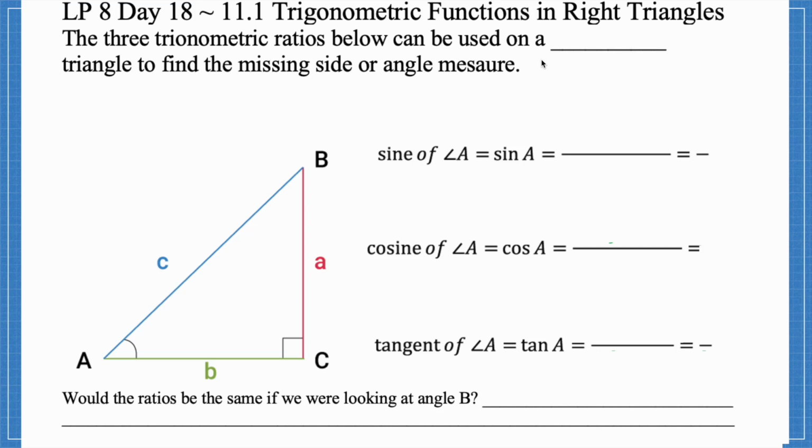So we're going to start on trigonometric functions today. There are 3 trigonometric ratios below that can be used on a right triangle to find the missing side or angle. We can do it either way. These are not the only 3. There are actually 6 of them, but we're going to focus on the first basic 3. So we have sine, cosine, and tangent.